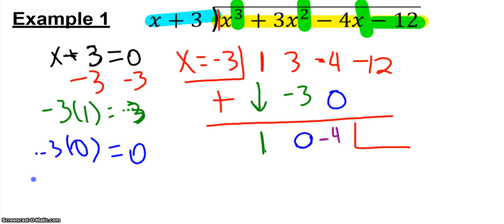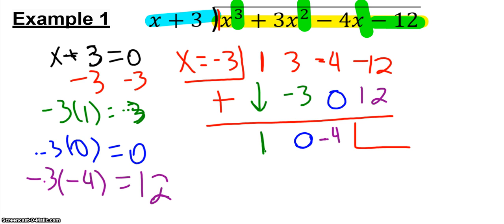Alright, now I'm going to multiply. Negative 3 times negative 4. Remember, you have a negative times a negative, so it's going to make a positive. And 3 times 4 is 12. So I have a 12. So I have negative 12 plus 12 equals 0.